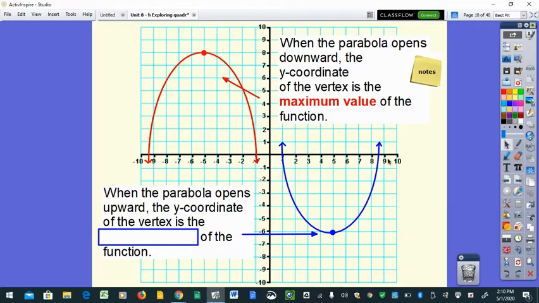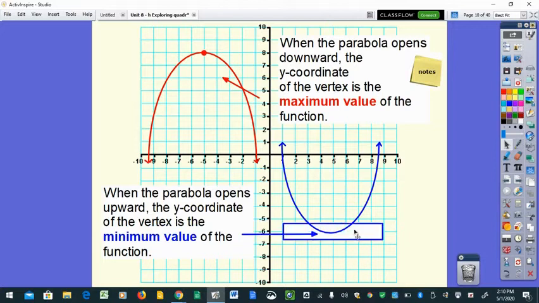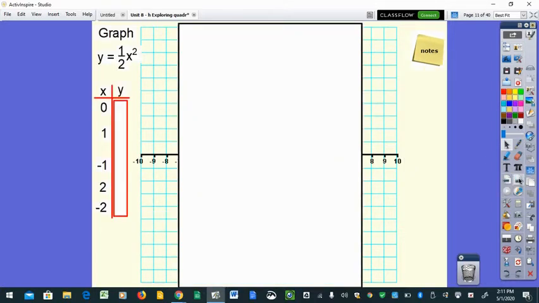If it opens up, that vertex point is no longer a maximum, because the function is going to keep going up and up. You can see the arrows, but that is now the minimum. And again, the y coordinate, in this case, the vertex is 5, -6. That function will never have a value outputted that is smaller than -6. That -6 is the minimum value of the function. So the y coordinate in the vertex is either the maximum or minimum value of the function. So let's just take a look at another one.